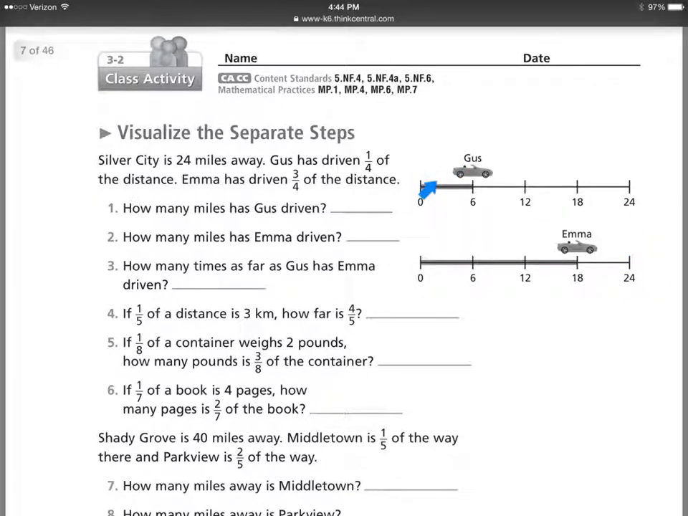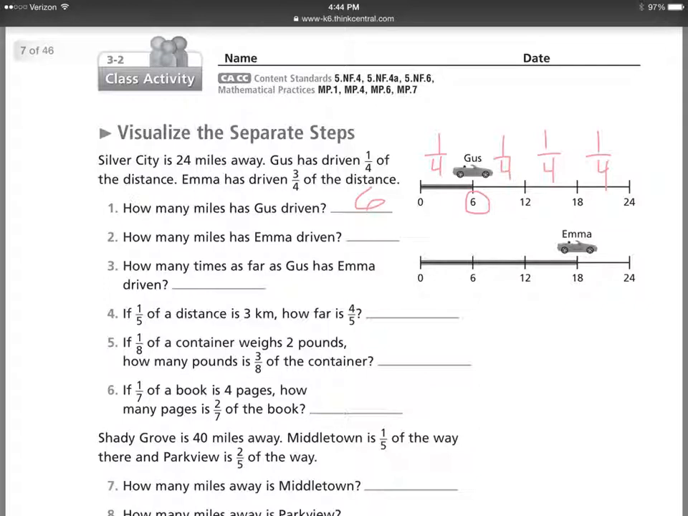They've even drawn a car for you to show that somebody is driving from point 0 to 24 miles. Gus has driven only 1/4 of the way. They showed that as well on the number line by dividing the number line into fourths. Each of these parts is 1/4. He has now driven 1/4, which you can see very clearly from the number line is exactly 6 miles.